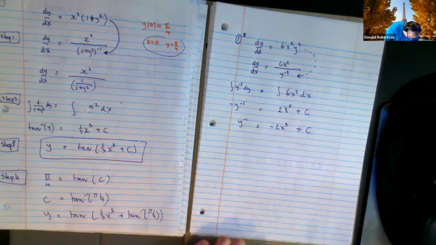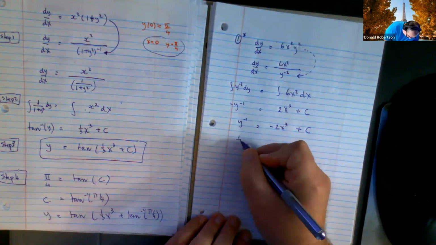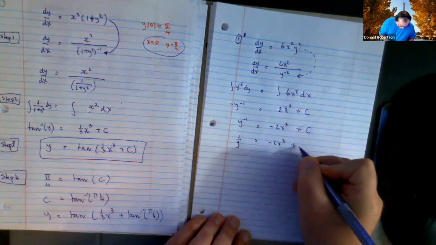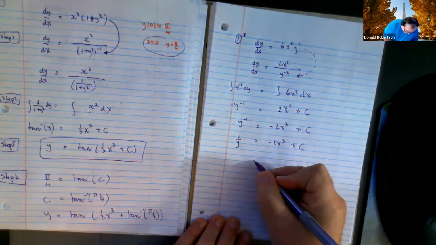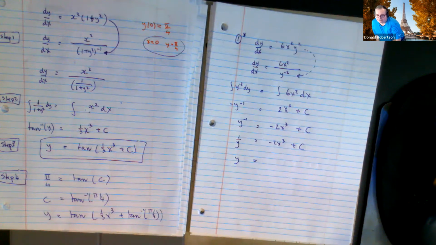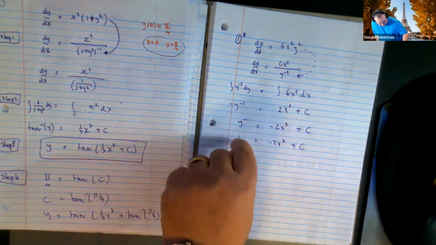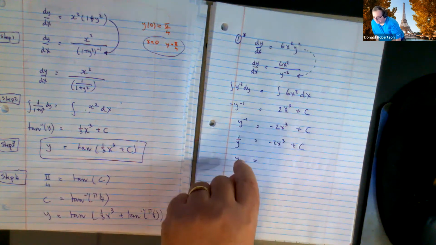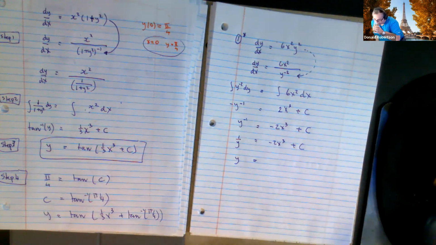Now this fella, I'm going to rewrite like that. Can you tell me, Nan, what the solution should look like? How do I take a 1 over y equals this and get a y equals out of it? Any takers? How do you get 1 over y equals negative 2x cubed plus c and rewrite it as a y equals?